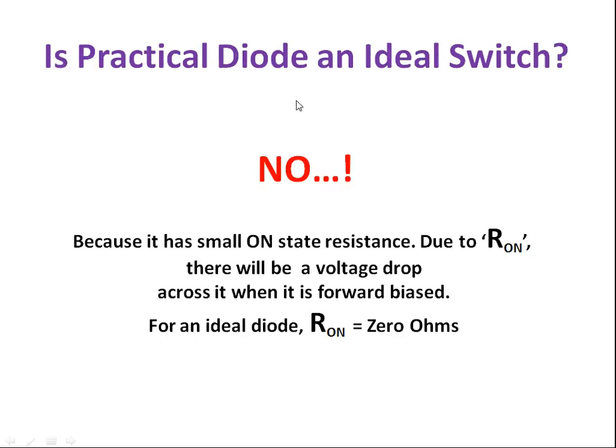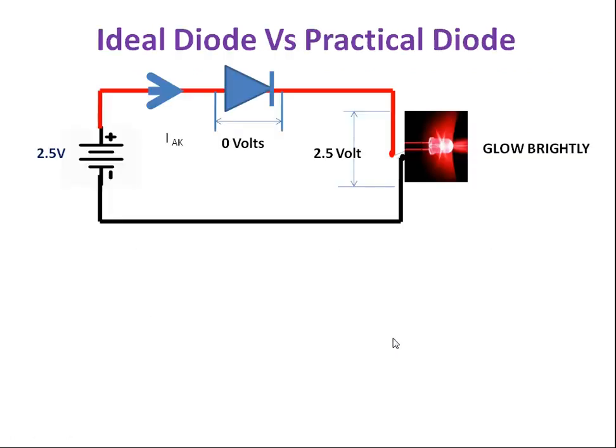Is a practical diode an ideal switch? No. A practical diode is not an ideal switch because it has a small on-state resistance, R-on. There will be a voltage drop across it when it is forward biased. For an ideal diode, your R-on will be equal to 0, that is, on-state resistance equal to 0.